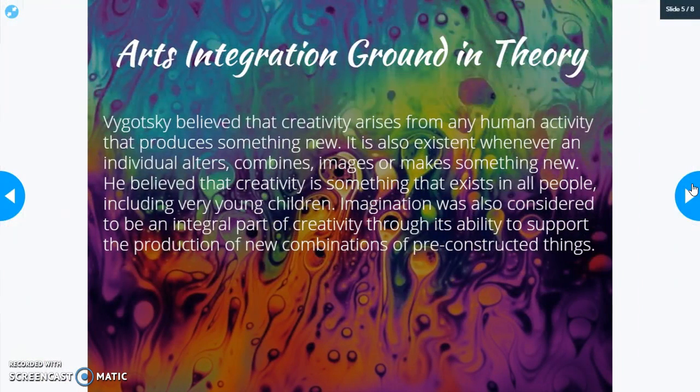Arts integration is grounded in theory. Vygotsky believed that creativity arises from any human activity that produces something new. It is also existent whenever an individual alters, combines, imagines, or makes something new. He believed that creativity is something that exists in all people, including very young children. Imagination was also considered to be an integral part of creativity through its ability to support the production of new combinations of pre-constructed things.